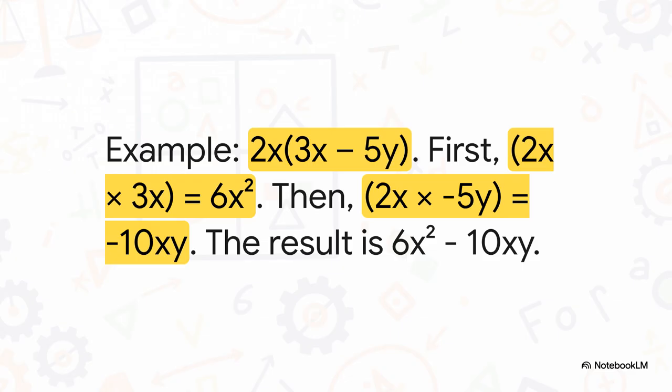Okay, first delivery done. Now the 2x has to go multiply the negative 5y. For the numbers, 2 times negative 5 is negative 10. For the letters, x times y, well, they're not the same, so we just smush them together as xy. So our final result is 6x squared minus 10xy. We just used our golden rule 2 times in a row.